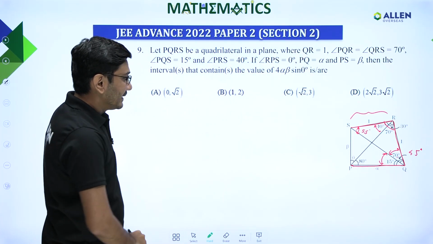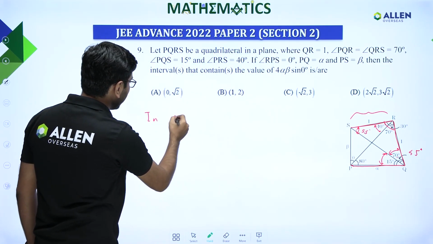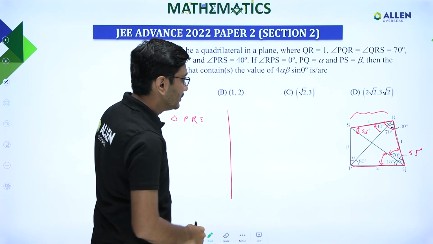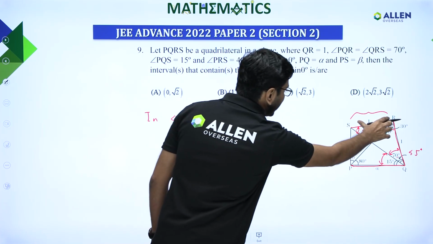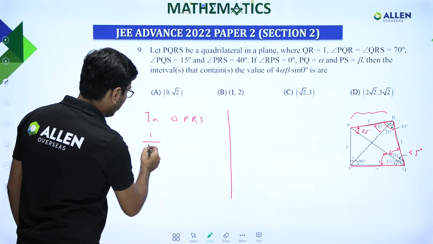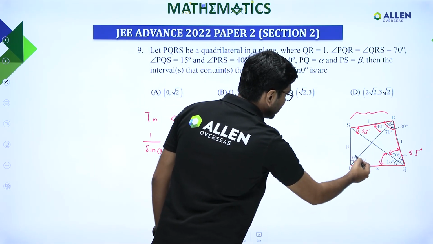Now what we will do, in triangle PRS, if we apply a sine rule, we will get 1 divided by sine theta, that side 1 and opposite to it we have angle theta.